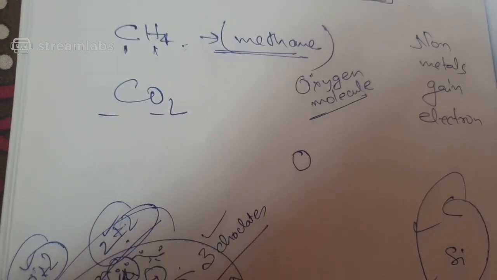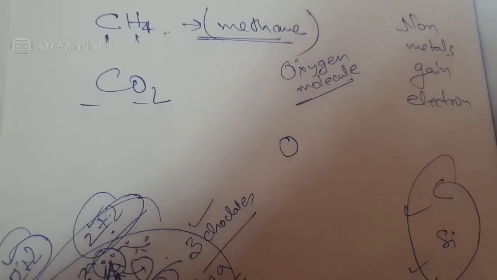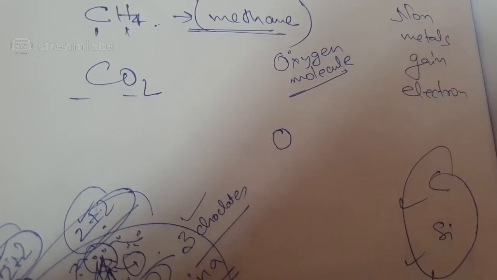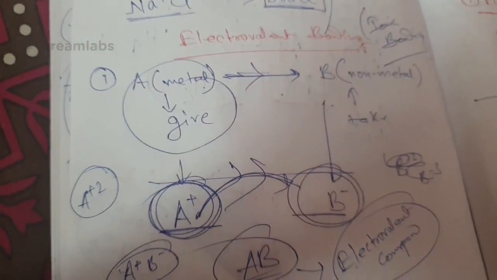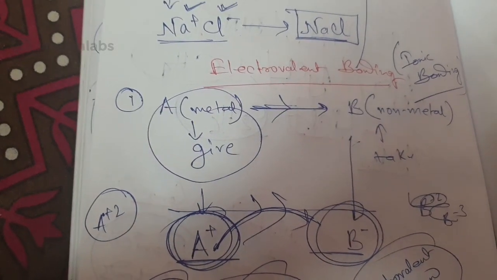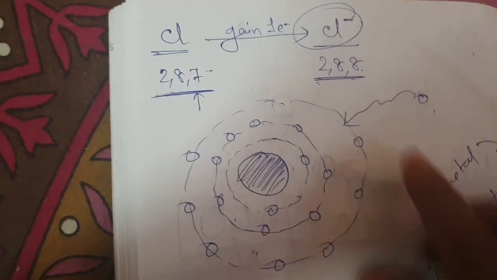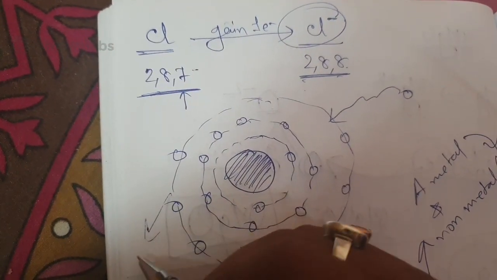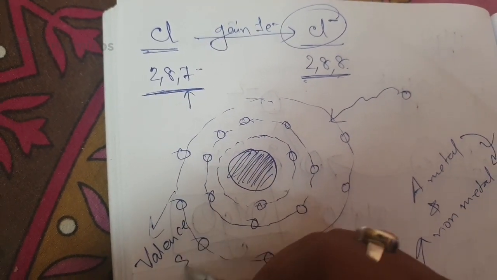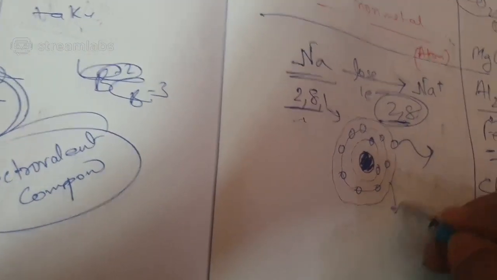Now you see, whether it is giving of electron or taking of electron, it happens in the last shell. It doesn't happen in the first shell or the second shell or the fulfilled shell. Whatever the number of shells it has, it happens in the last shell. The last shell is known as the valence shell, where valence electrons are there.